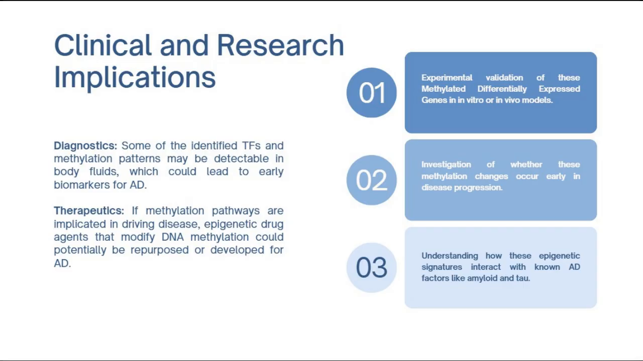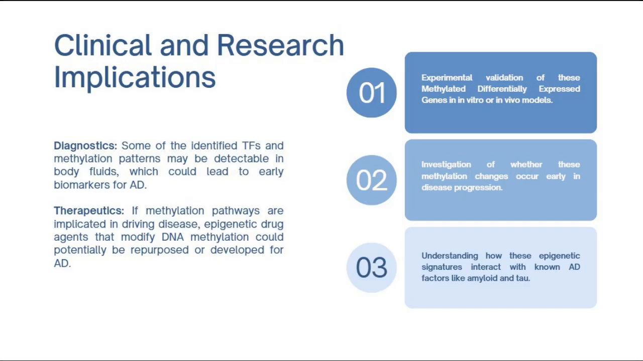Next step for research, as the author suggests, is experimental validation of these methylated differentially expressed genes in vitro or in vivo models. Investigation of whether these methylation changes occur early in disease progression and understanding how these epigenetic signatures interact with known Alzheimer's disease factors like amyloid and tau. So these are the next steps the author suggested that they should do.